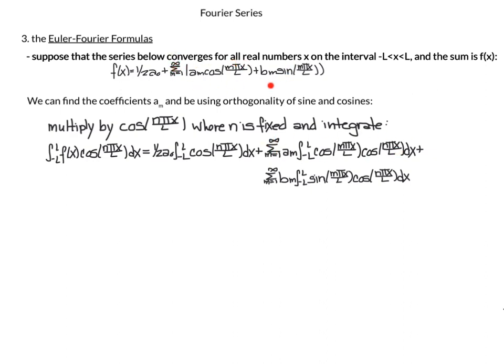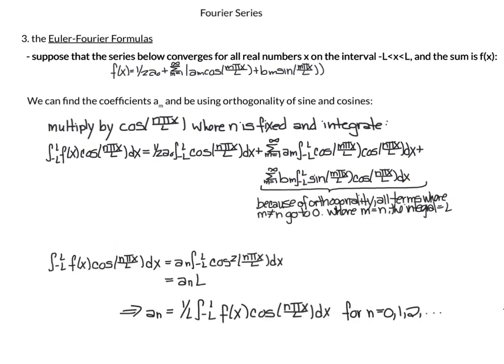And then we also have to do the same for this last part of the right-hand side of the equation, the b sub m sine m pi x over L. It gets multiplied by cosine n pi x over L. So here's our sine m pi x over L times cosine n pi x over L. This b sub m comes outside of the integration.